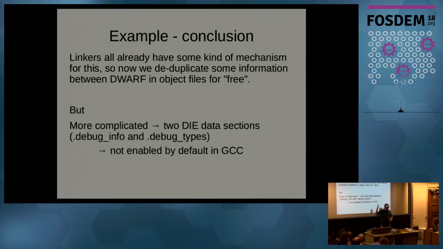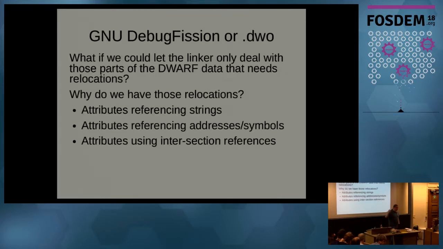I'm showing the GNU extensions, but in DWARF5 what they did was extend the compile unit headers, so you can now combine type units and all kinds of different units in the same debug info section, so that's actually simpler, but they also added more complexity.